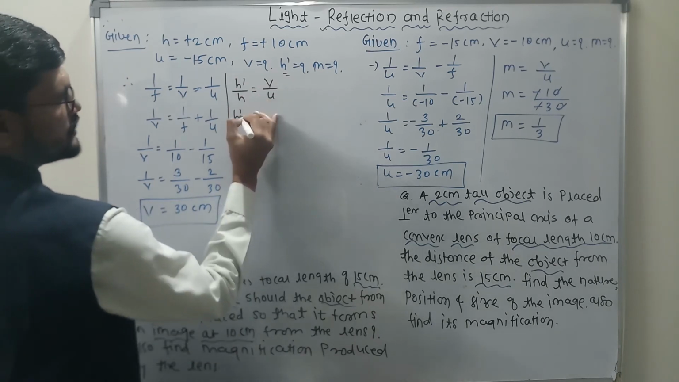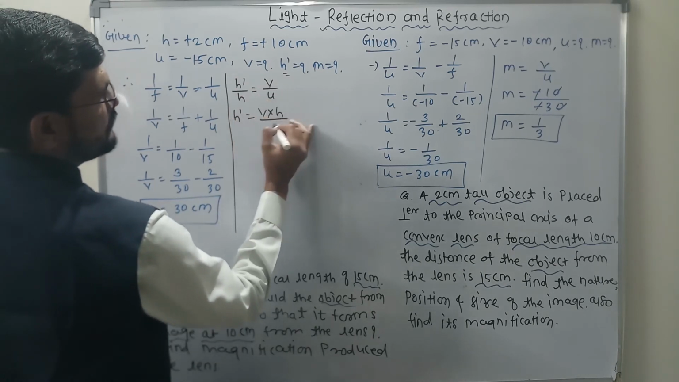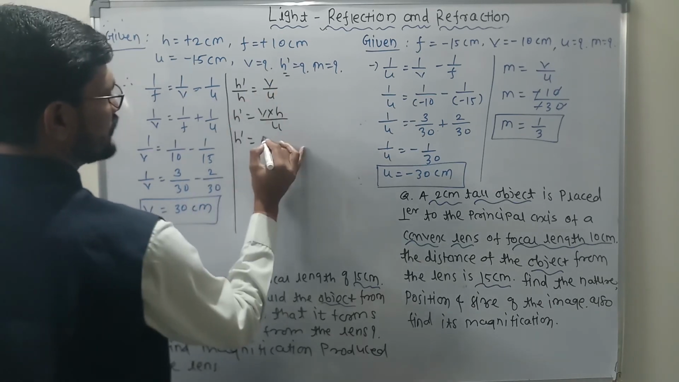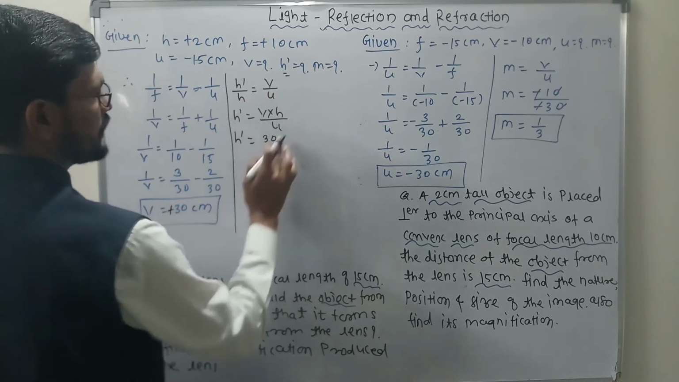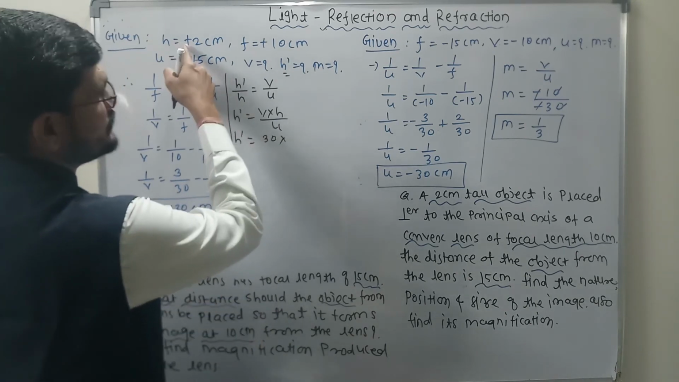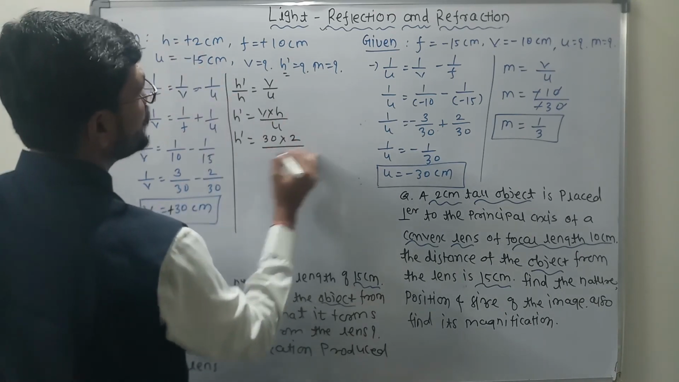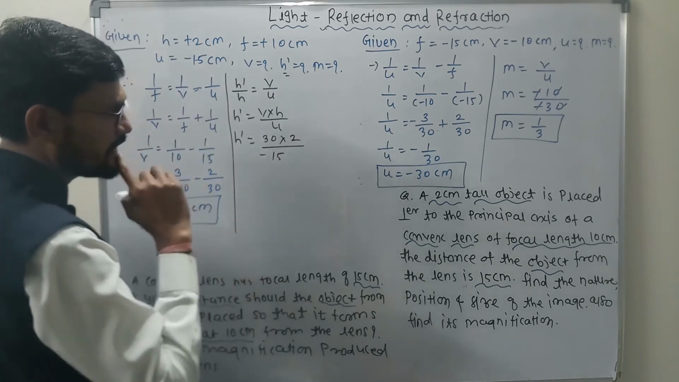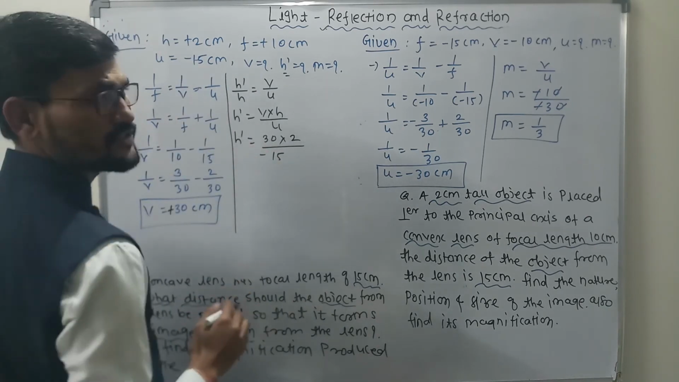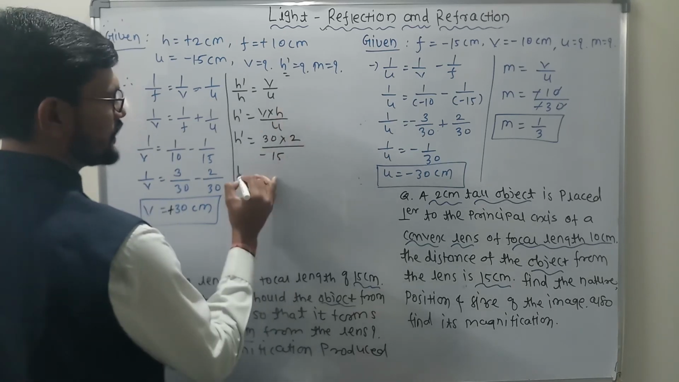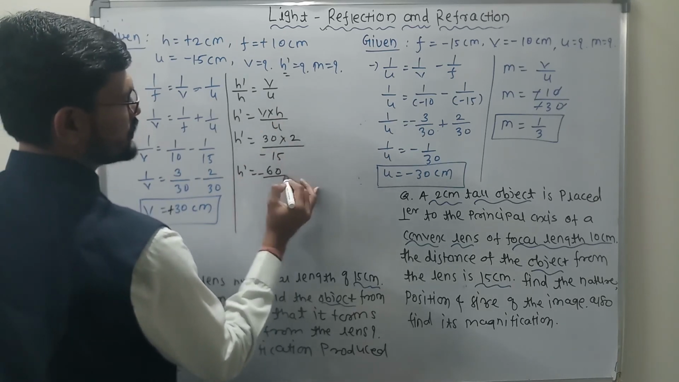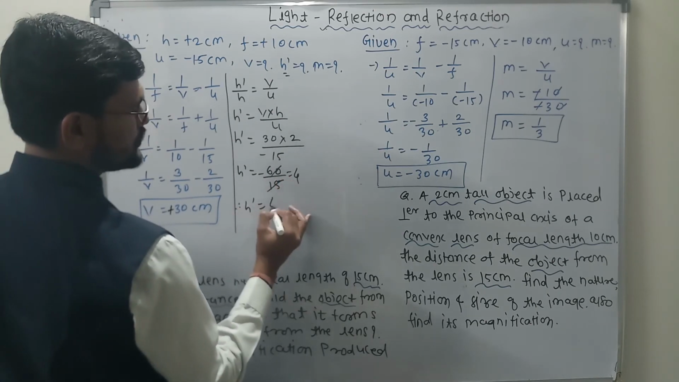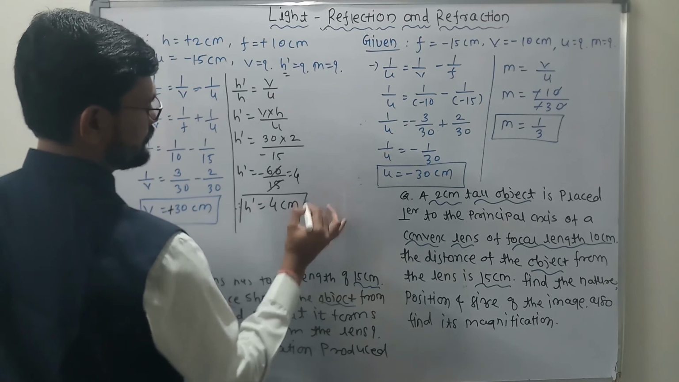So from that, h dash is equal to v into h divided by u. So h dash is equal to, v is calculated as plus 30. Clear? And h is equal to 2 centimeter, and u is equal to minus 15 centimeter. Clear? So how much is this? 2 times 30 is 60, divided by 15. h dash is equal to minus 60 divided by 15. 15 fours are 60. Therefore h dash is equal to minus 4 centimeter.